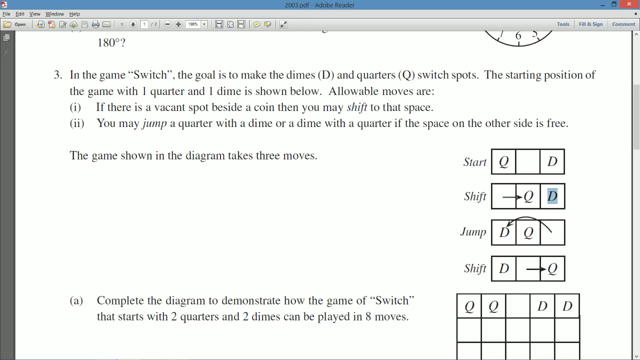So now this quarter's in the middle, there's a space on the other side of the quarter that's free. And so we can jump this dime over here, and then I guess we end the game by shifting, because the goal is to make the dimes and the quarters switch spots. So this game, starting with 1 dime and 1 quarter, takes exactly 3 moves.